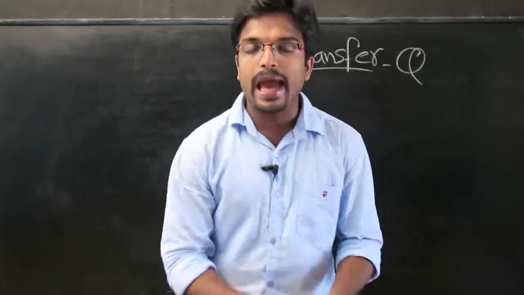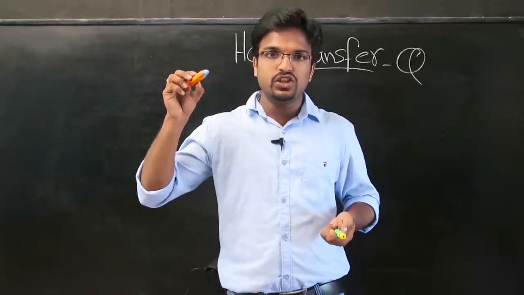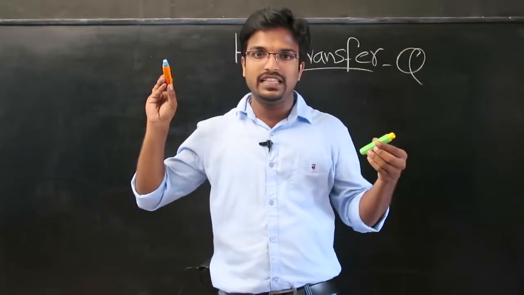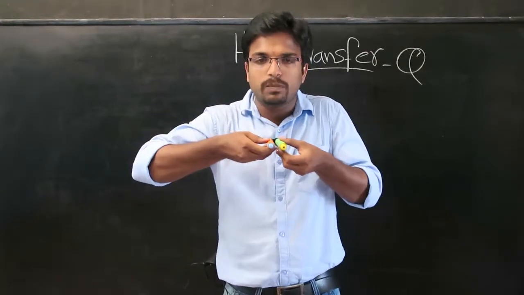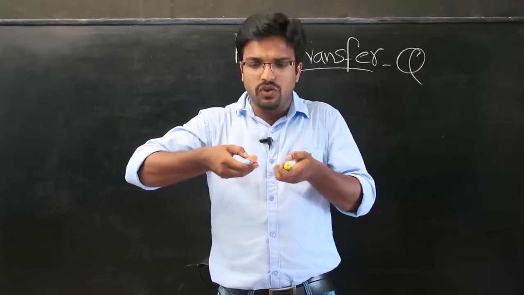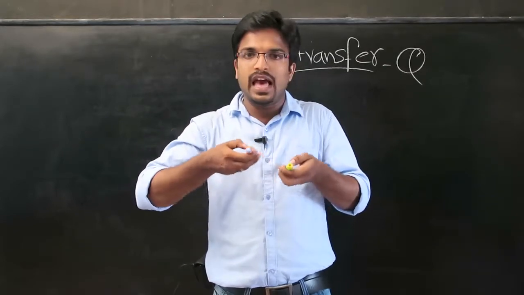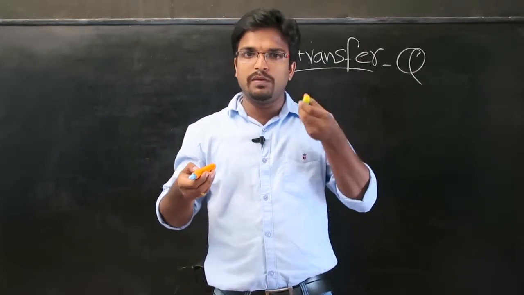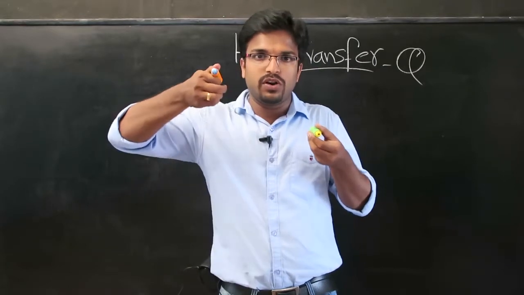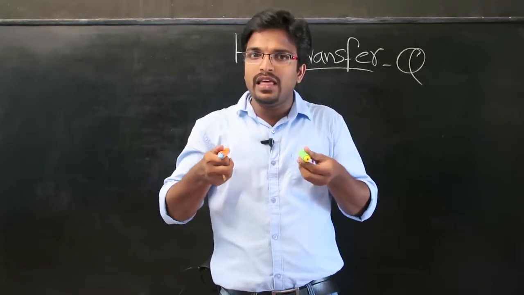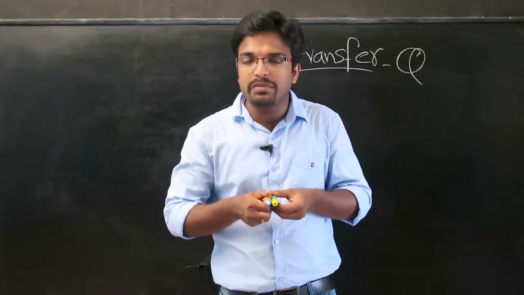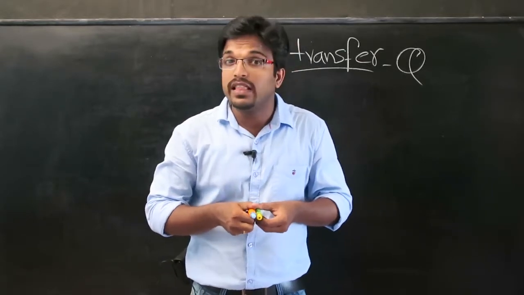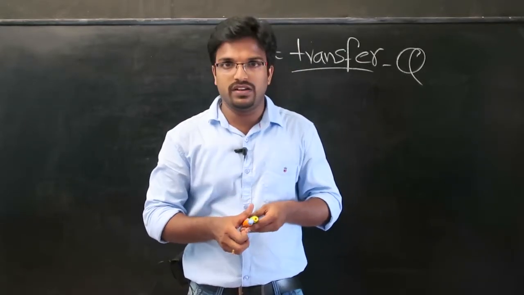Consider that I am having two objects. Let this object have a higher temperature than this one. If I am keeping these two objects together, there will be heat transfer from this object to this object, and as a result the temperature of this body will be increasing and the temperature of this body will be decreasing, and finally both of them will achieve the same temperature, and thereafter there won't be any heat transfer.